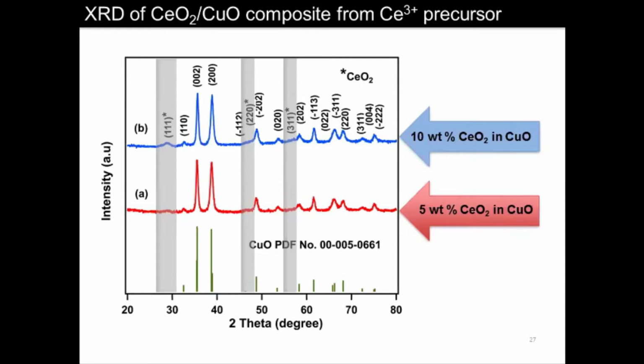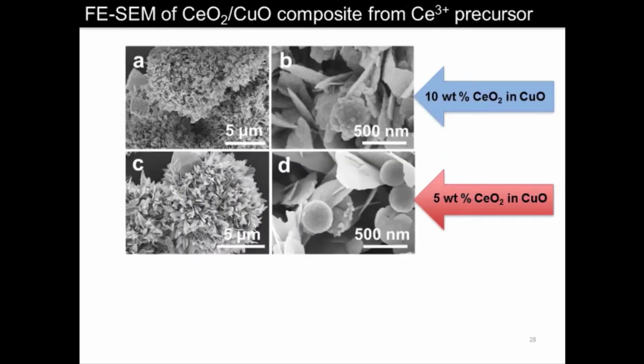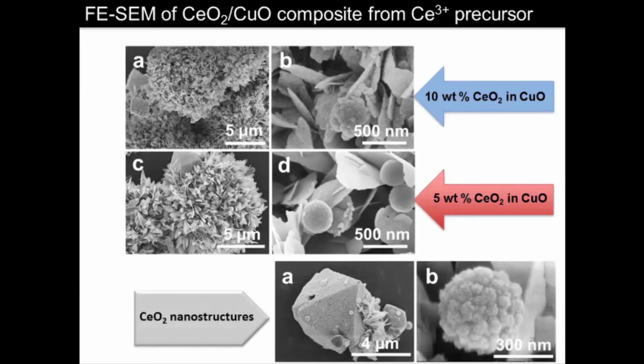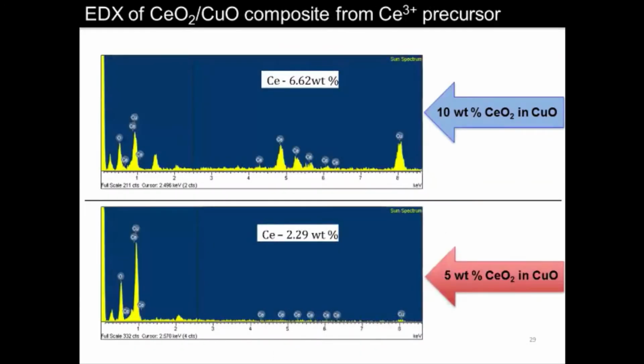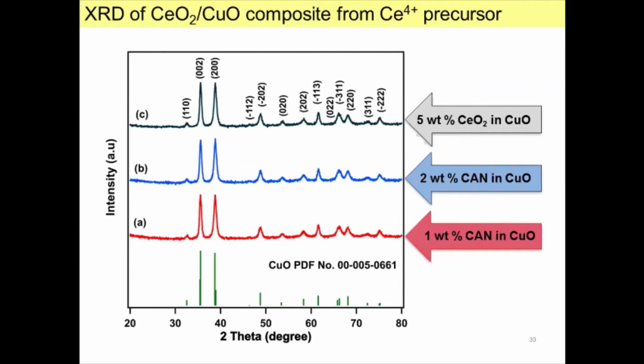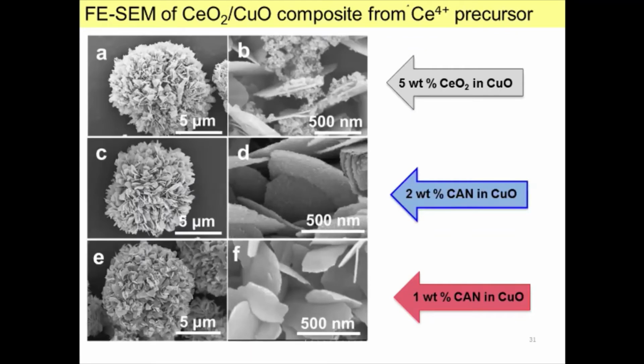Once again, the same microthermal reaction, and the related XRD pattern for 8% of cerium oxide and copper oxide. Then the related morphology of the cerium oxide when it is doped with copper oxide. Then comes the EDAX analysis to see whether cerium is inside or not. Then comes the XRD pattern of the cerium oxide composite from the cerium 4+ precursor for different weight percentages: 5 weight percent, 2 weight percent, and 1 weight percent. Then the morphology of the composite for different weight percentages of cerium oxide.